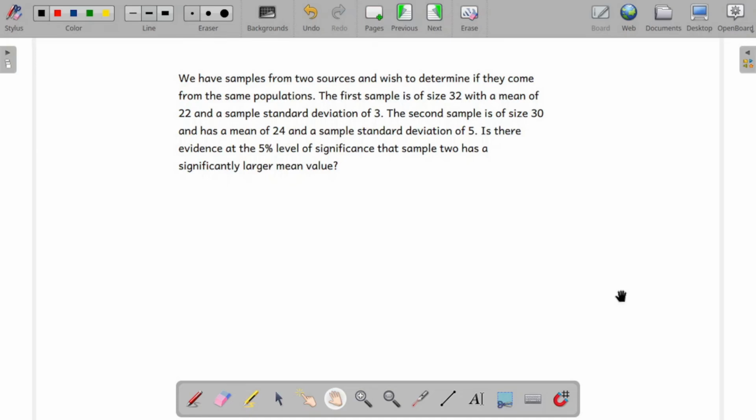This video follows from the two-sample pooled hypothesis test. We're going to use the same problem statement to do the 99% confidence interval. And since it's a confidence interval, we're going to need the critical number for t at 99%. So let's find that right now.